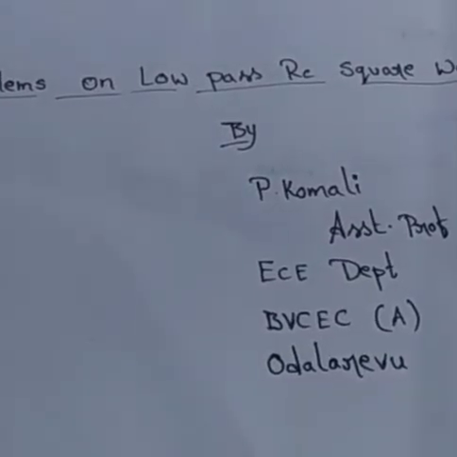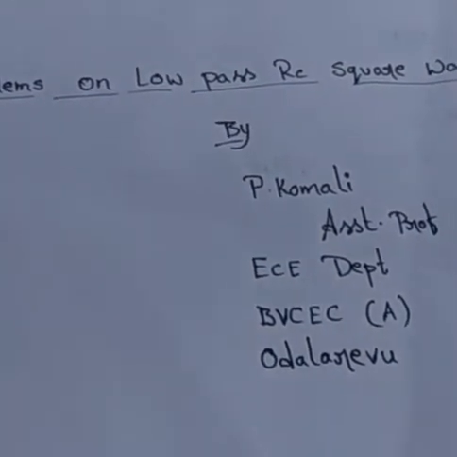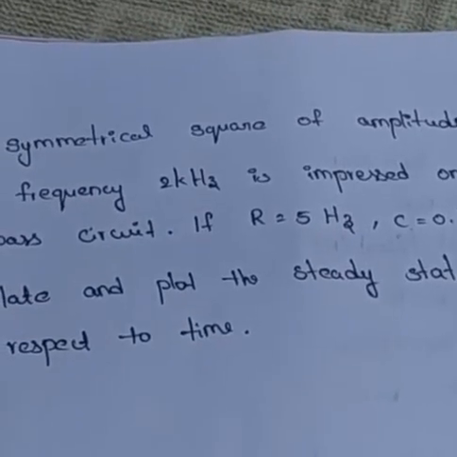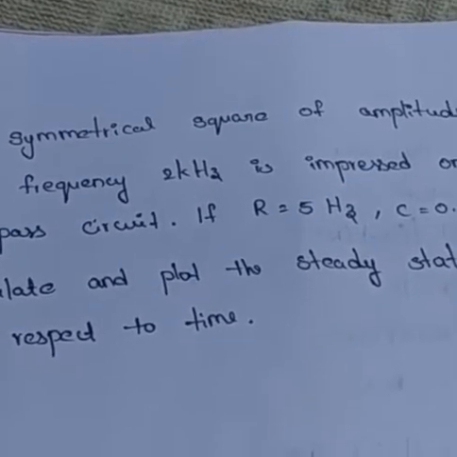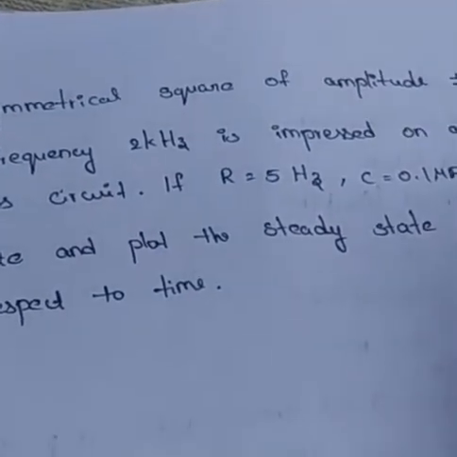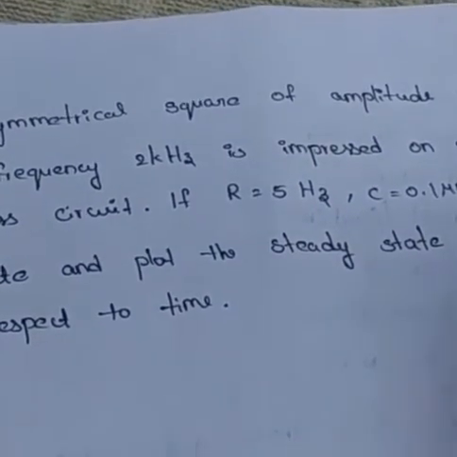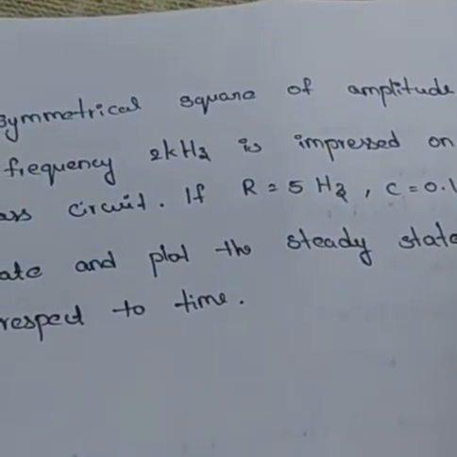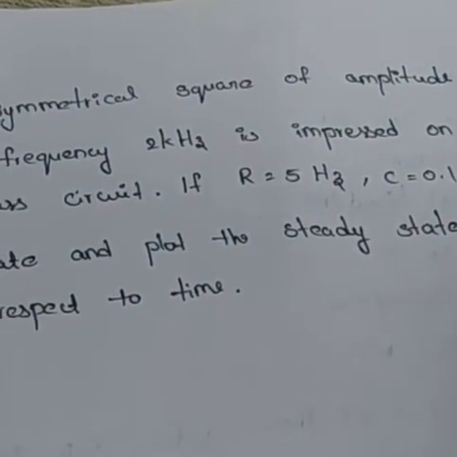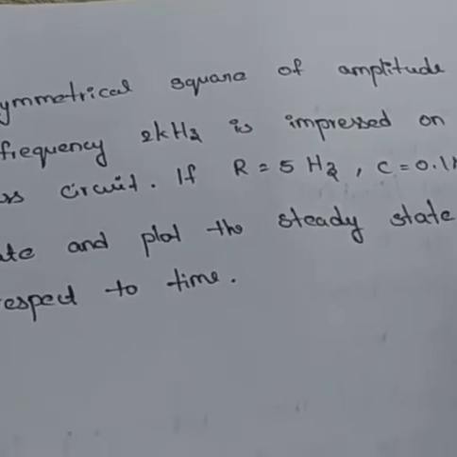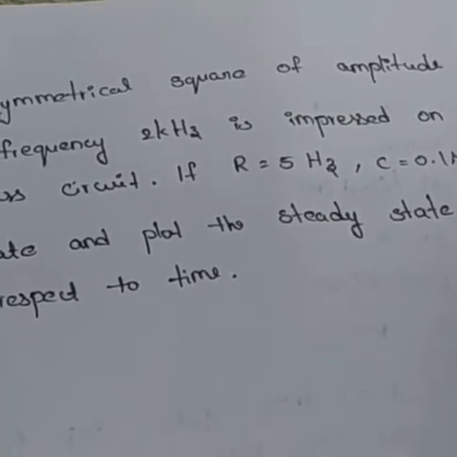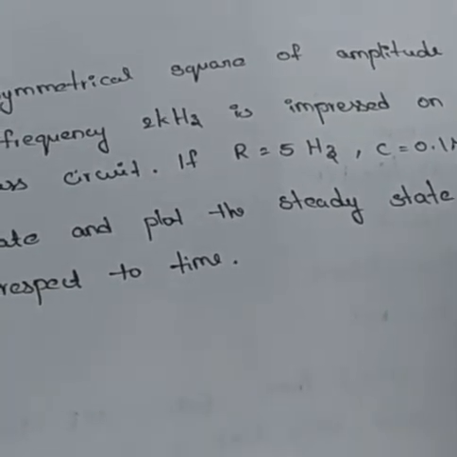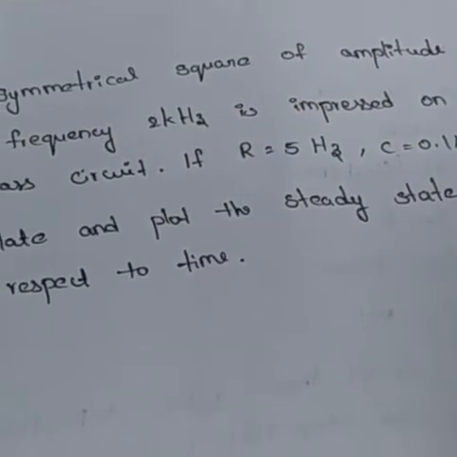Today we are going to solve some problems by applying a square wave to a low pass RC. Try to solve this problem. A symmetrical square wave of amplitude plus or minus 5 volts, meaning a maximum voltage of 5 volts and a minimum voltage of minus 5 volts, and frequency 2 kHz, is impressed on an RC low pass circuit with R equal to 5 ohms and C equal to 0.1 microfarad. Calculate and plot the steady state output with respect to time.